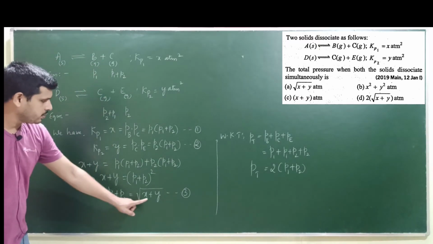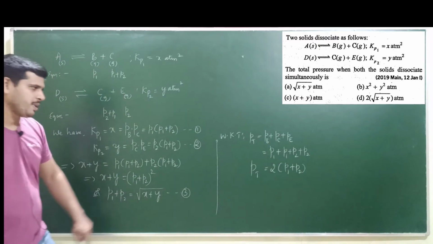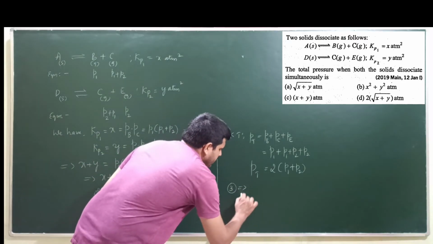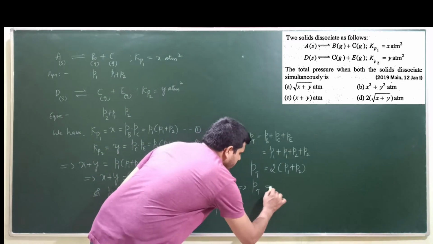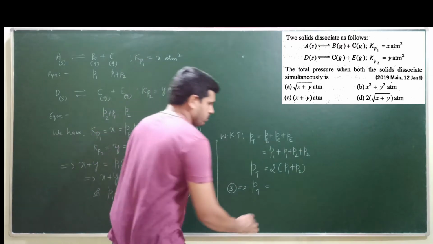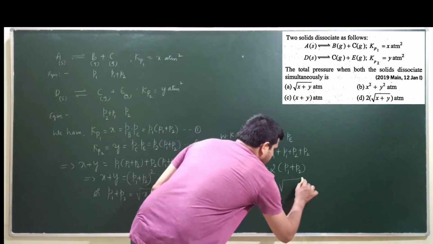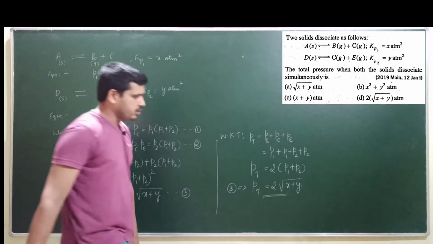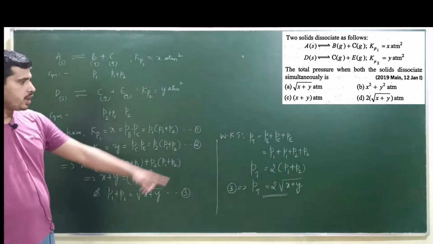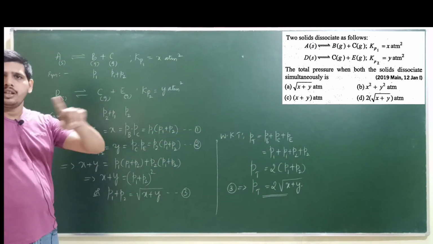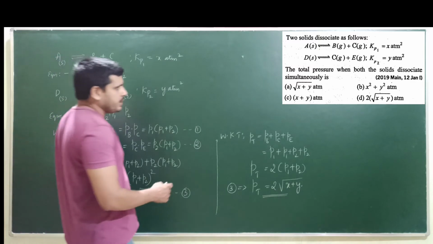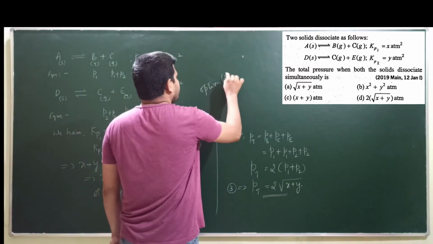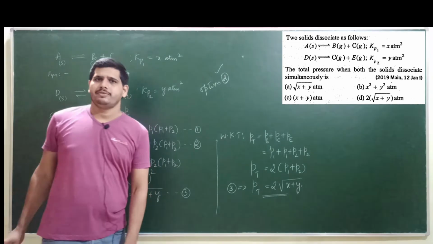What is P1 plus P2? From 3, square root of X plus Y. So equation 3 implies that P total, which is the total pressure of the reaction mixture, is equal to 2 times the root of X plus Y. So this will be our answer for total pressure in terms of equilibrium constants. So which is the option, dear students? Yes, option D is the right choice over here. That's it.